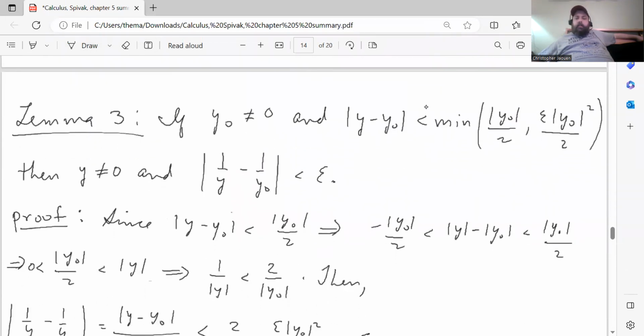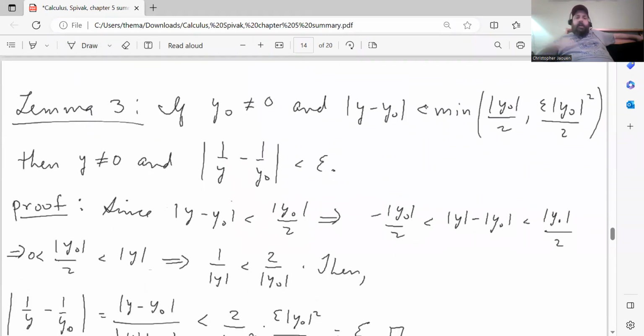Okay, lemma 3. This is the statement. If y0 is not 0 and absolute value y minus y0 is less than the minimum of absolute value y0 over 2, or epsilon times y0 squared over 2, then y is not 0, and absolute value of 1 over y minus 1 over y0 is less than epsilon.